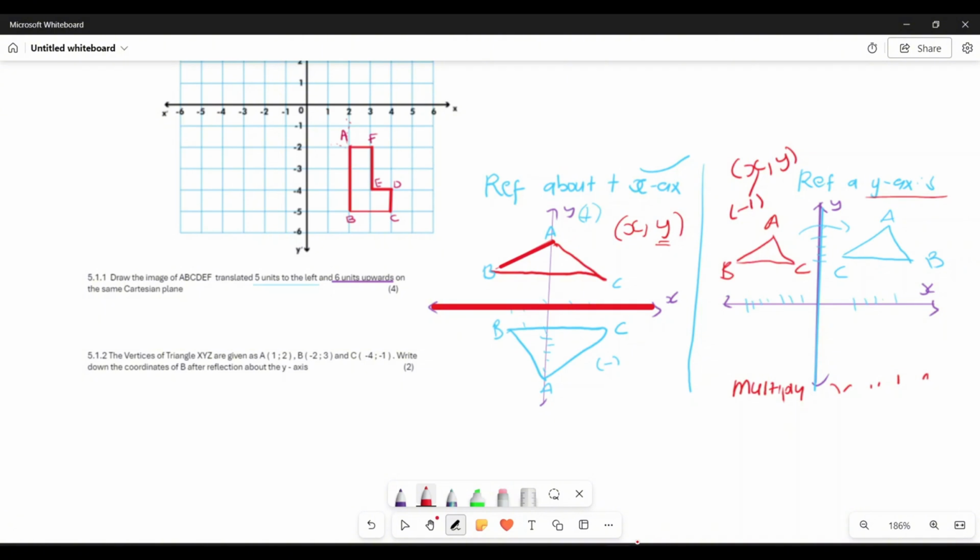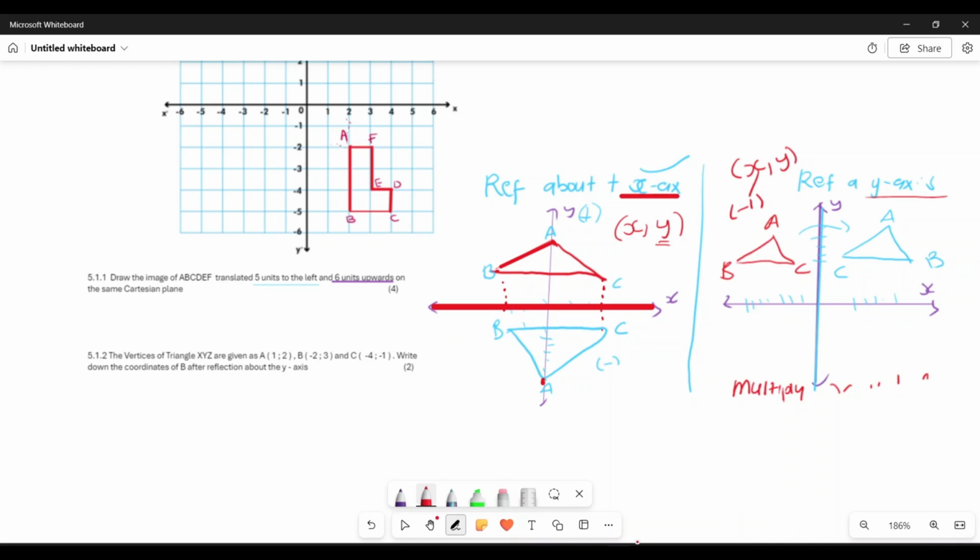Now, as a result, I want you to note something. What happened to your x values? Your x values remain the same, right? Why? Remember, you look at your B, it still has the same x value. Look at your C, it still has the same x value. Now, your A, its x value was at 0. Same applies here, still at 0. So your x value won't be affected if you reflect your graph upon the x-axis.